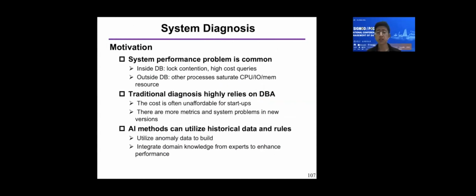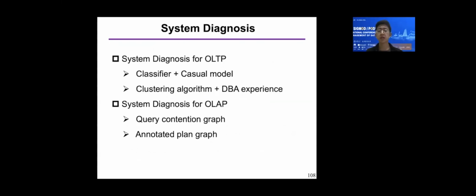After detecting the abnormal performance metrics, next we need to diagnose the root causes. There are three motivations. First is that system performance problems are very common, especially on cloud databases. And traditional diagnosis highly relies on DBAs and experts, and is very costly and time-consuming. And AI methods can utilize historical data and rules to enhance the diagnosis procedure. Based on the workload types, we can divide existing diagnosis work into OLTP-oriented and OLAP-oriented.